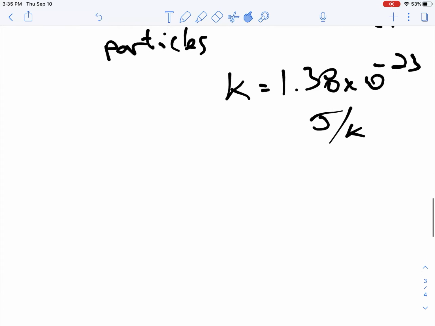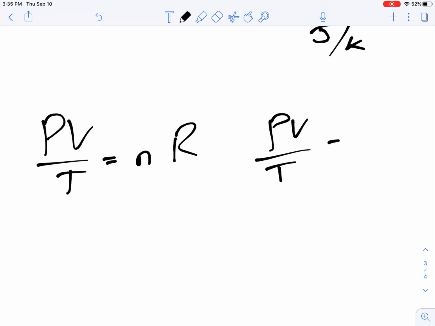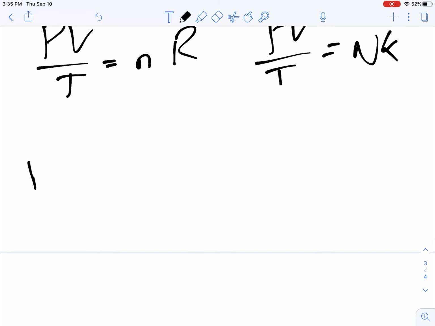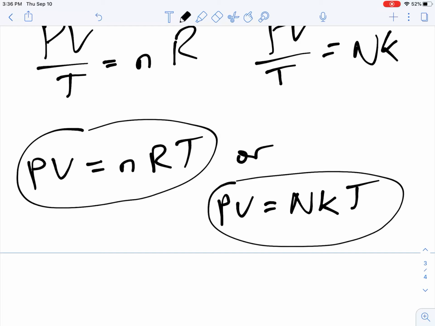So, what does that give us? Well, it means that we can write that PV over T equals nR. We could also write that PV over T equals NK, which gives immediate rise to our ideal gas law. Either of these is the ideal gas law. At any rate, at this point in class, we'll start solving a couple of problems, so I'll see you then.